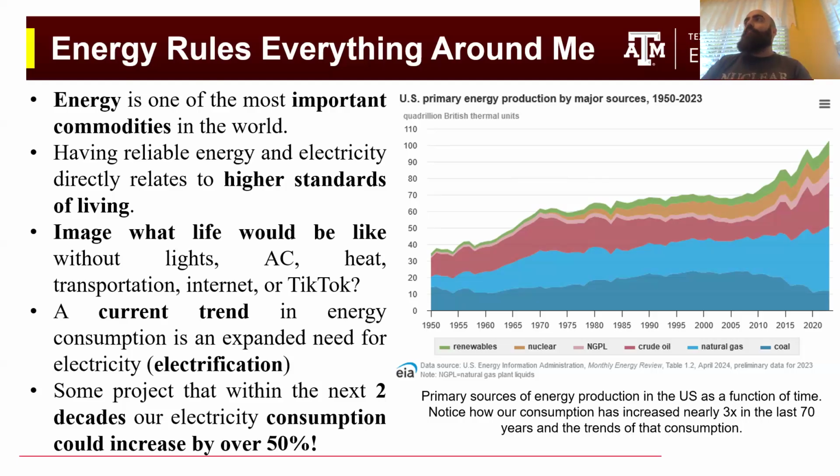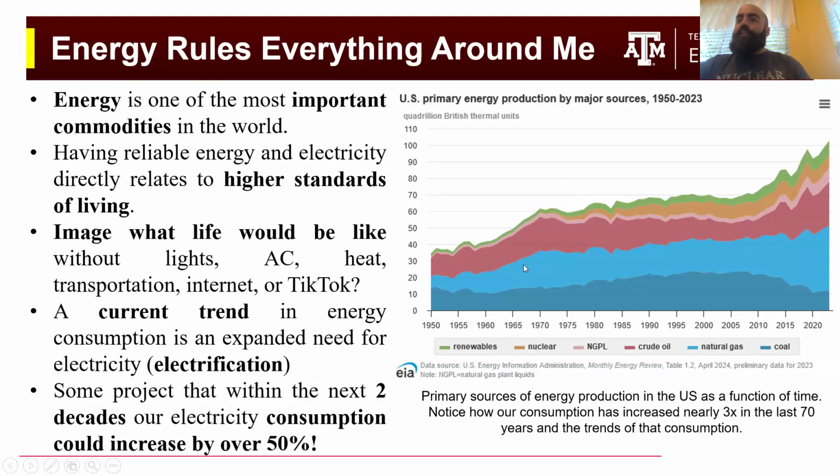If you don't have electricity, then it becomes harder to cook. It becomes harder to heat your home or cool your home. It becomes harder to have reliable transportation. If you don't have electricity and you don't have energy, then you don't have internet, you don't have computers, you don't have your TikToks. So imagine what your life would be like if you didn't have that reliable energy.